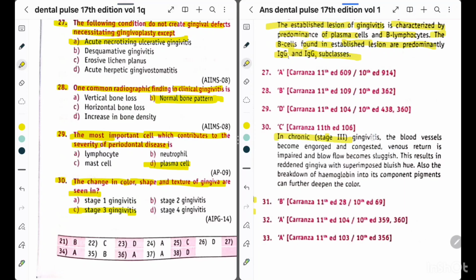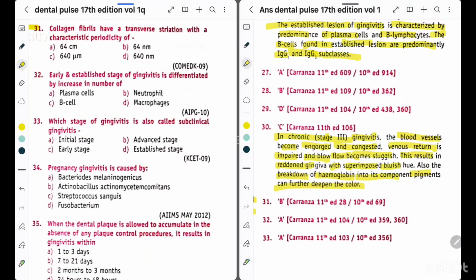In chronic stage 3 gingivitis, the blood vessels become engorged and congested, venous return is impaired and blood flow becomes sluggish. This results in reddened gingiva with superimposed bluish hue. Also, the breakdown of hemoglobin into its component pigments can further deepen the color.